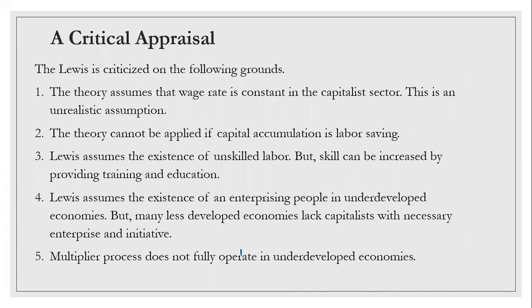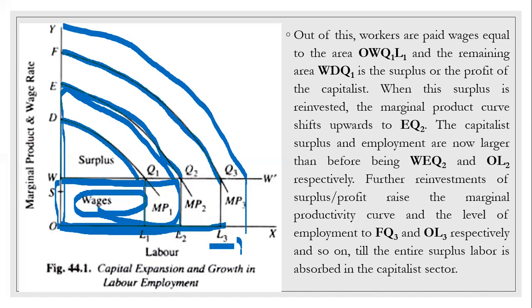Now we will critically evaluate this theory. In this theory, it is very clear that as the capitalist reinvests the surplus, there will be scope for demanding more labor from the agriculture sector. As a result, more labor will come from the agriculture sector to the industrial sector, and this process will continue until all excess, surplus labor from the agriculture or subsistence sector is absorbed, employed in the industrial or capitalist sector. This is how the transformation, economic development, happens according to Arthur Lewis.